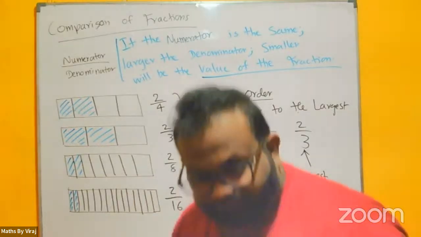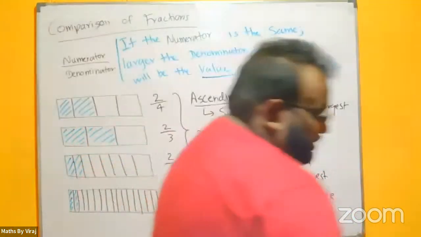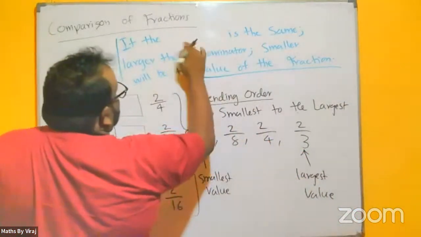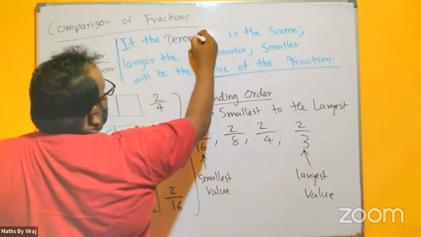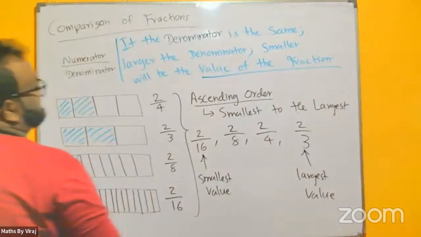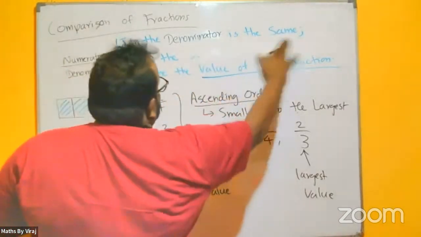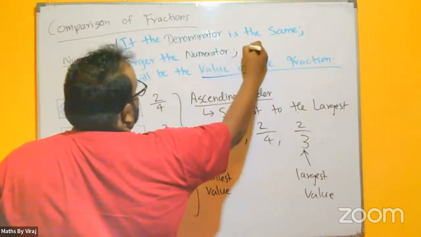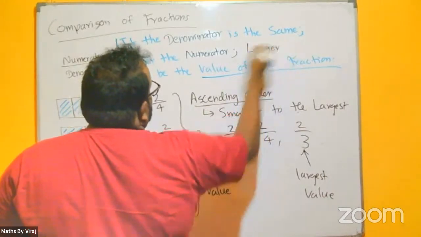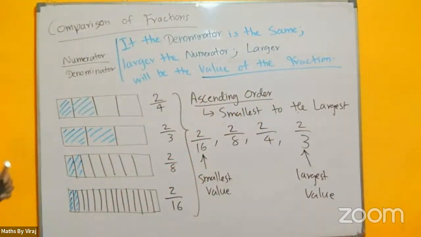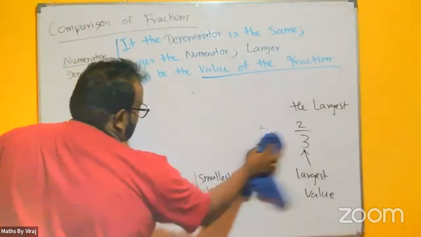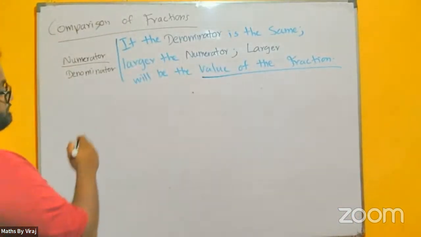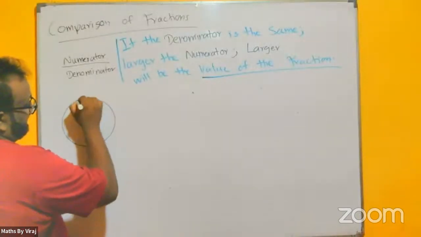Right, children? Now, let's go to the other part. What does it say? If the denominator is the same, larger the numerator, larger will be the value of the fraction. Now let's try to understand this using our basic knowledge. Let's look at this now. Now the denominator is the same.